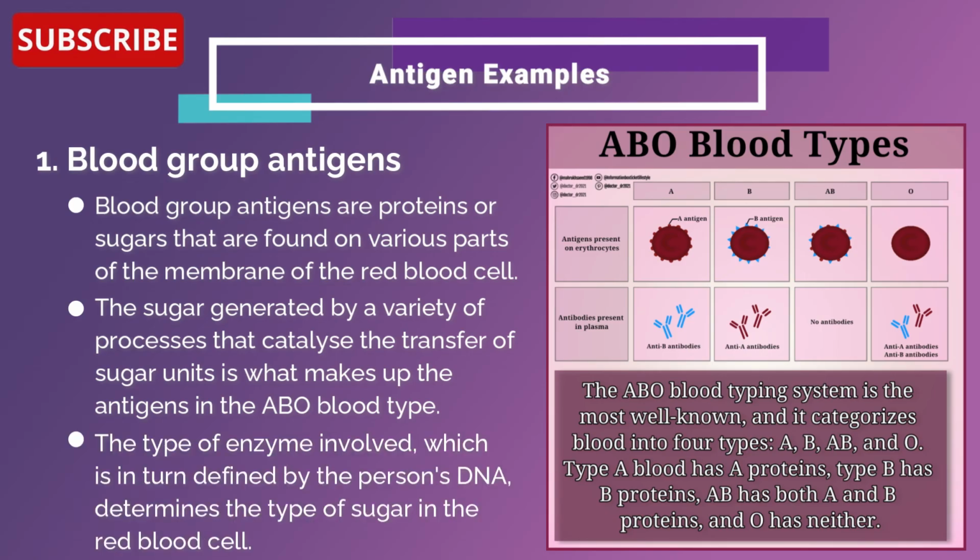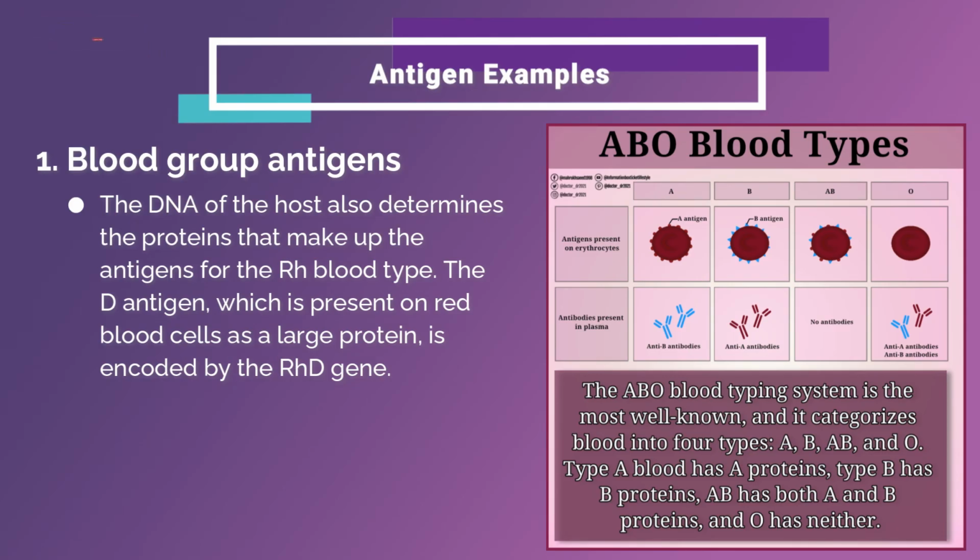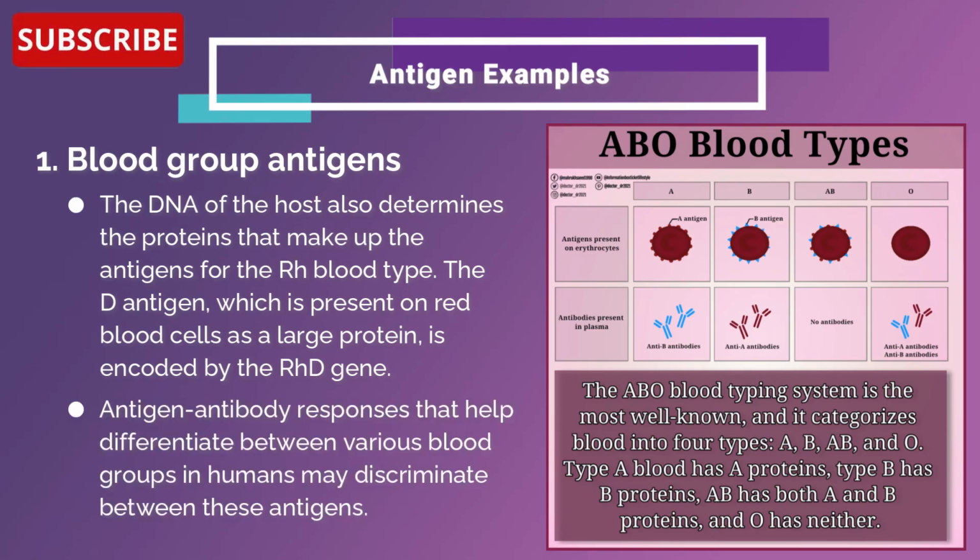The type of enzyme involved, which is in turn defined by the person's DNA, determines the type of sugar in the red blood cell. The DNA of the host also determines the proteins that make up the antigens for the Rh blood type. The D antigen, which is present on the red blood cells as a large protein, is encoded by the RhD gene. Antigen-antibody responses that help differentiate between various blood groups in humans may discriminate between these antigens.